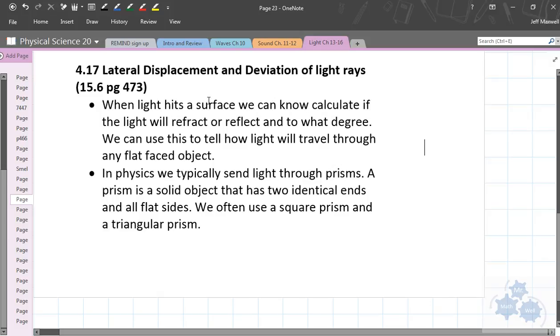So let's just read. It says, when light hits a surface, we know how to calculate if the light will refract or reflect, and to what degree. So we've done all sorts of calculations. We can use this information to tell how light will travel through any flat-faced object.